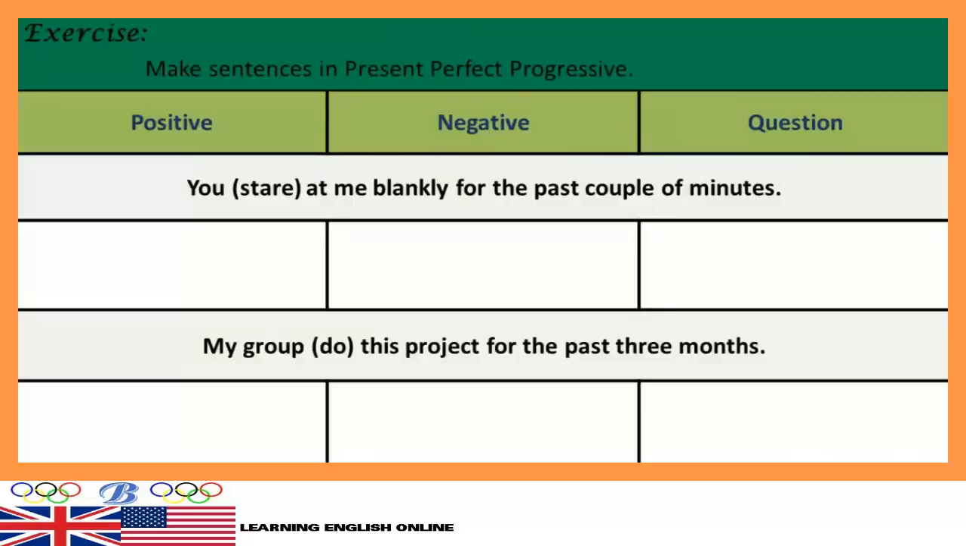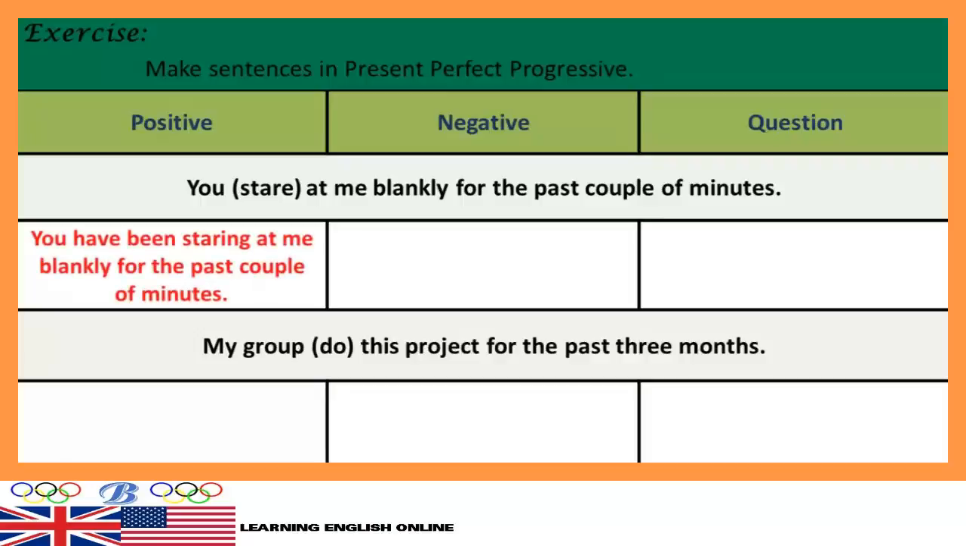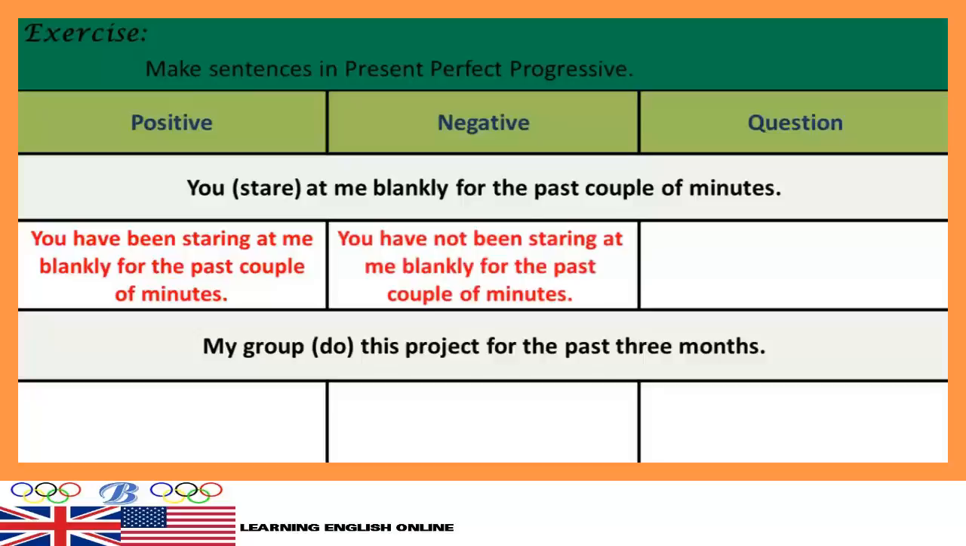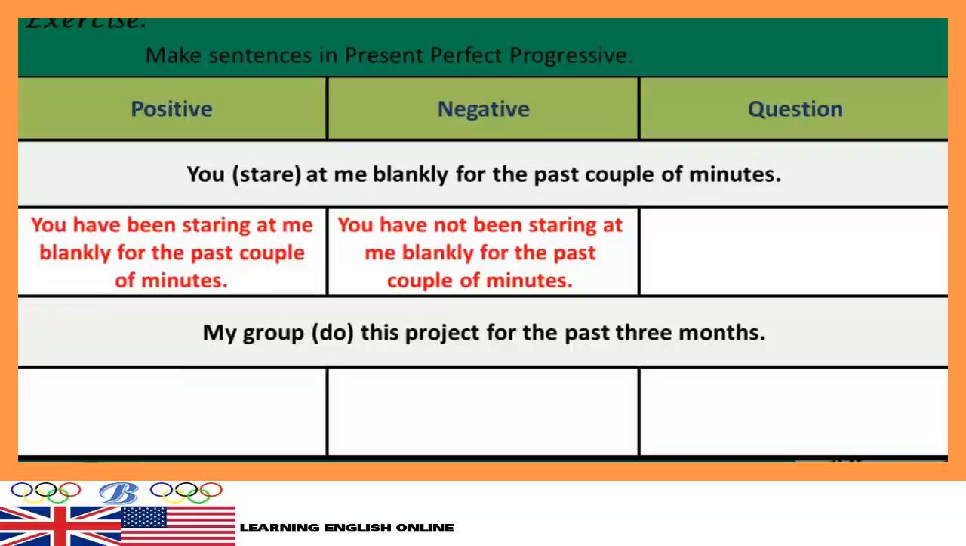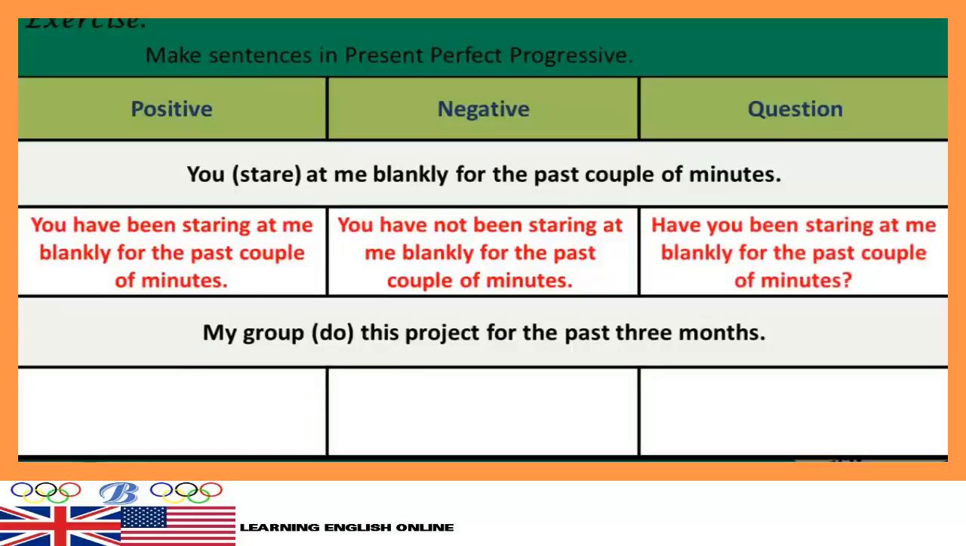For our exercise, make sentences in present perfect progressive. The first one: you stare at me blankly for the past couple of minutes. Stare is a verb. The correct positive statement is you have been staring at me blankly for the past couple of minutes. For the negative sentence, it should be you have not been staring at me blankly for the past couple of minutes. And the question is, have you been staring at me blankly for the past couple of minutes?